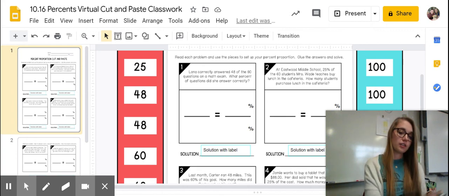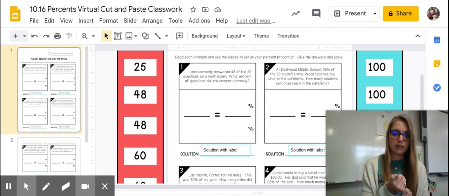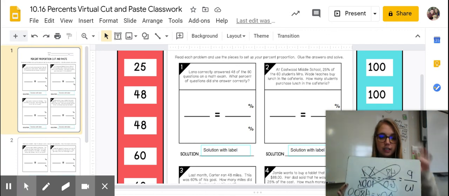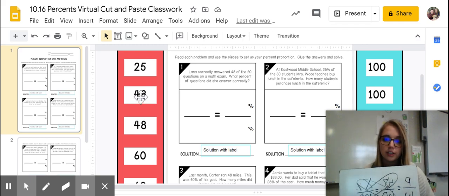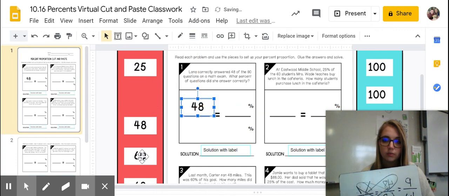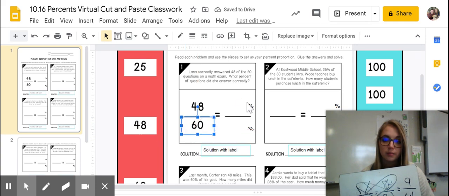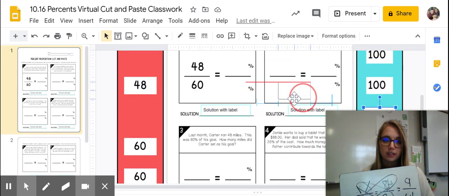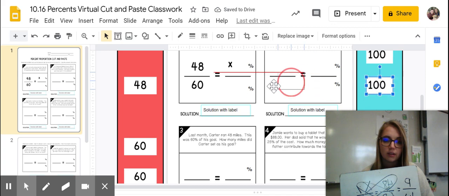So I'll let you do that so that you can get the answer for the first one, and I'll help you set it up. So we have it right here. 48 is the part. On the screen, I'm going to drag the 48 to the part, and the whole was 60. There were 60 questions on the test. And then you're looking for the percent. That's what you don't know. So you're going to go over here and drag an X. That's what you were looking for. And then it was out of 100%.